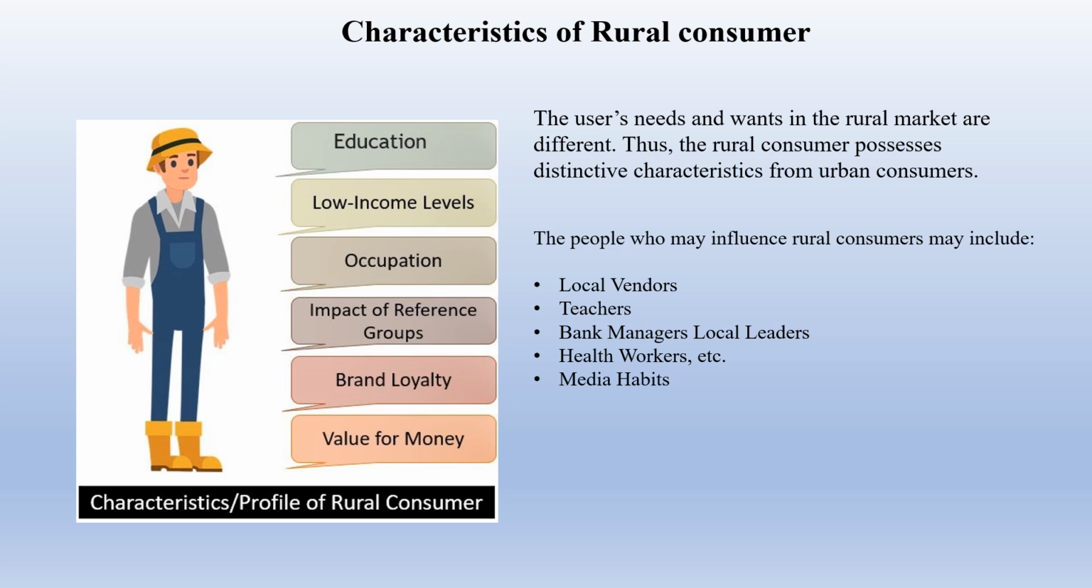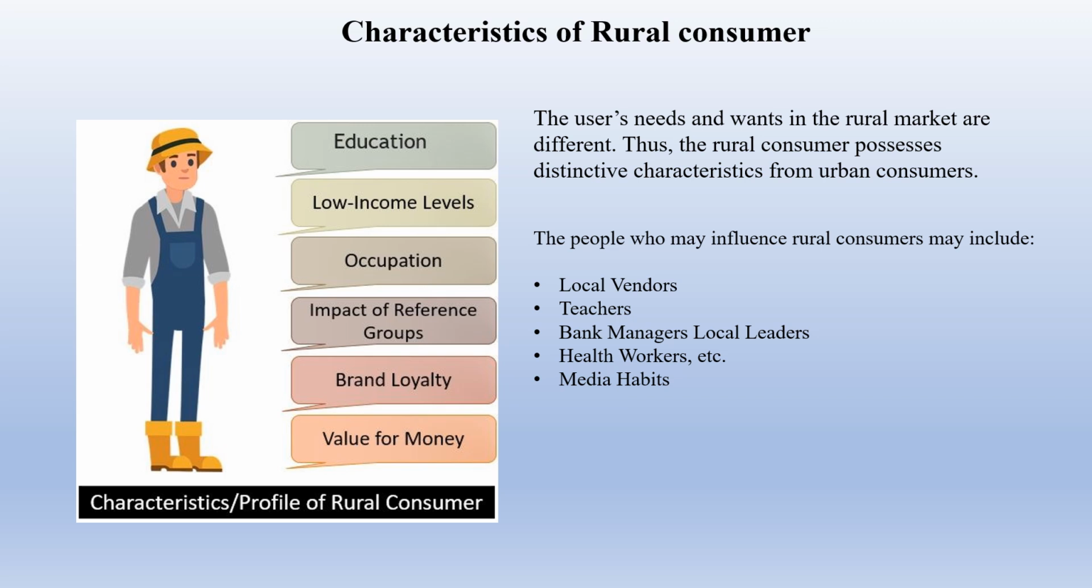The needs and wants in the rural market are different. Thus, the rural consumer possesses distinct characteristics compared to urban areas. The people in rural areas have different needs and different wants. The need still is to have clean water. The need still is to have well constructed houses. Kacha houses are still prevalent in many parts of rural India itself.